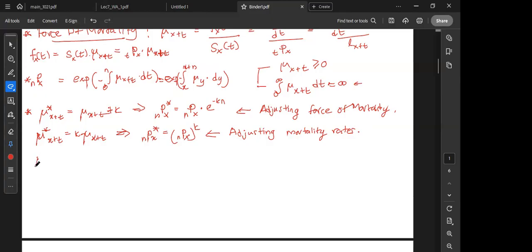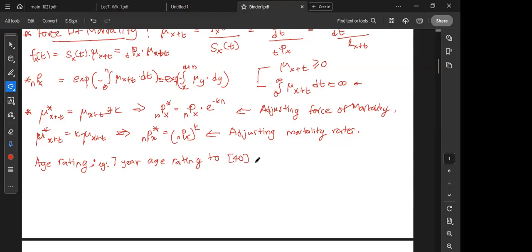And the other one is age rating. So this concept doesn't modify the force of mortality like adding a constant or multiplying a constant. It says, I'll give an example in terms of numbers so that you can digest the concept. Suppose we are adding a 7-year age rating to a person at 40.